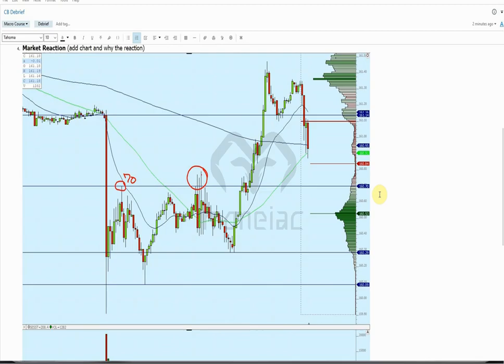All right, so if we're not going to hit and hold, we're not going to play a continuation trade, what are we going to be doing? We're going to be looking for either a fade or a reversal. Now there is quite a clear distinction between a fade and a reversal. First up, let's have a look at a fade.